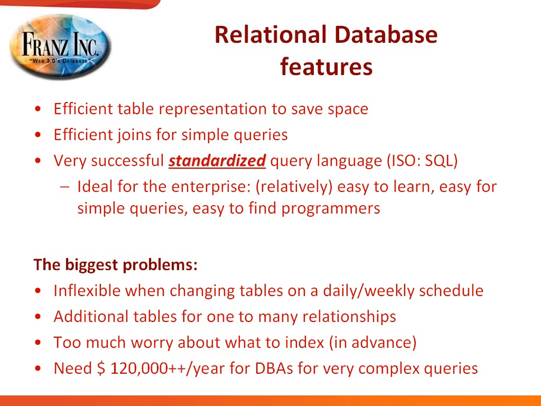But of course the problems are, and that's why we now see so many new types of databases coming up, that these databases are inflexible when you change tables on a daily or weekly schedule. And it gets to be a nightmare if you've got too many one-to-many or many-to-many relationships. And I would say that about half the time a DBA is worrying about what to index because particular queries are slow and you just want to get them faster by having new indices. And then one other problem is that in the Bay Area where we live, if you want to get a good DBA that can do really complex SQL queries, then $120,000 per year is the least. Okay, so that's about relational databases.